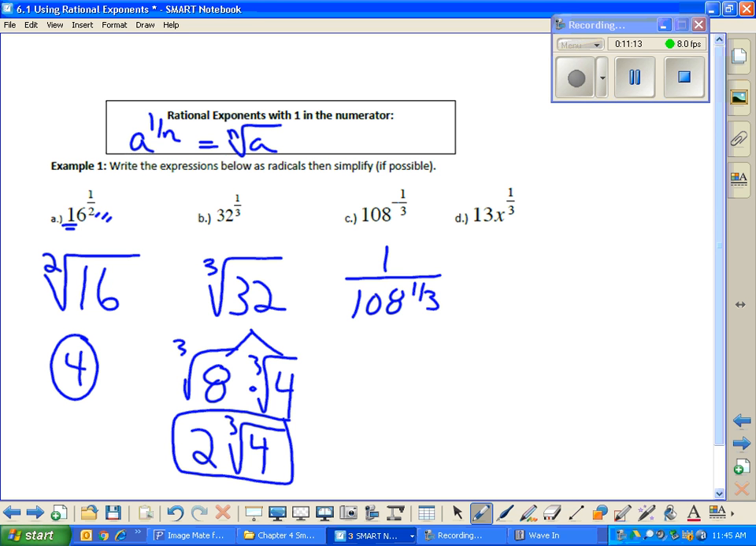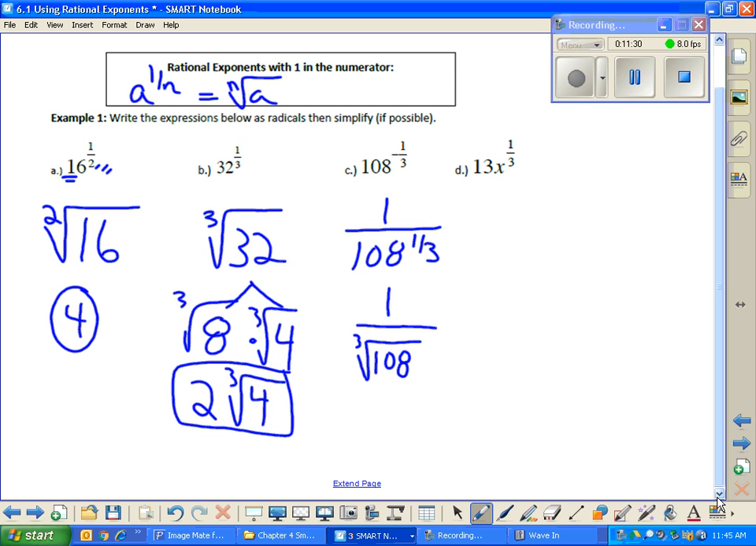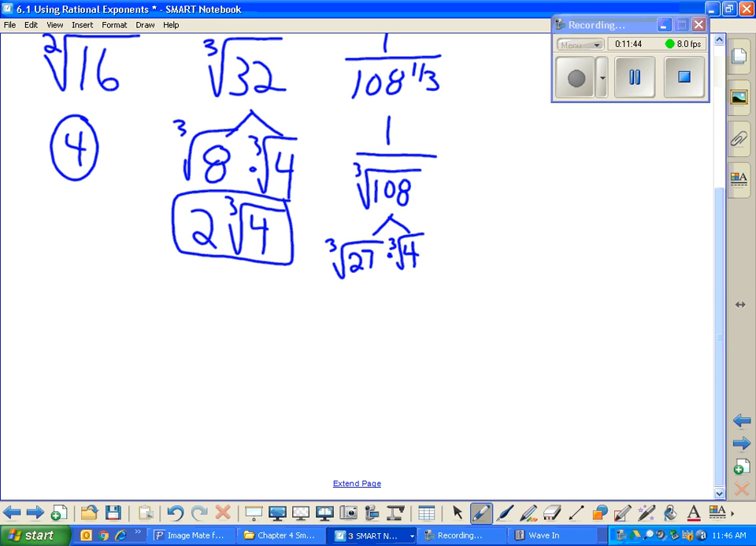So that's going to be 1 over 108 to the 1/3 power, which is going to be the same as 1 over the cube root of 108. And cube root of 108 actually does simplify. Go ahead, Eric. 108 breaks down to 27 and 4 as factors. Cube root each piece via the product property. So this is going to be 1 over, and then our cube root of 27 is going to be 3. Cube root of 4 doesn't simplify.